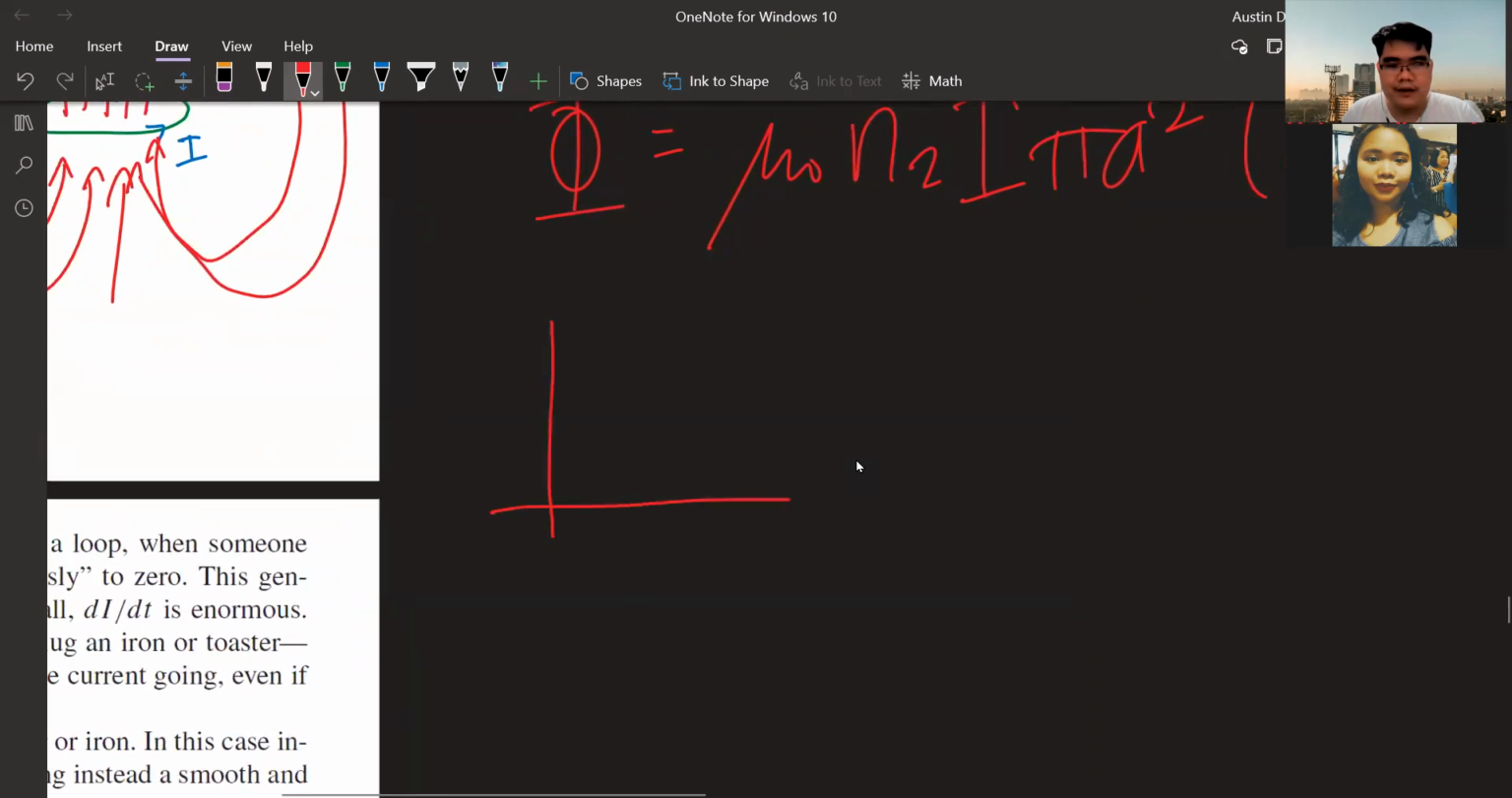we have I versus t. So it is steady for a long time, and then suddenly the wire is pulled out. That's your current. So what is the slope of this, guys? What is the slope? It's almost infinite, right?